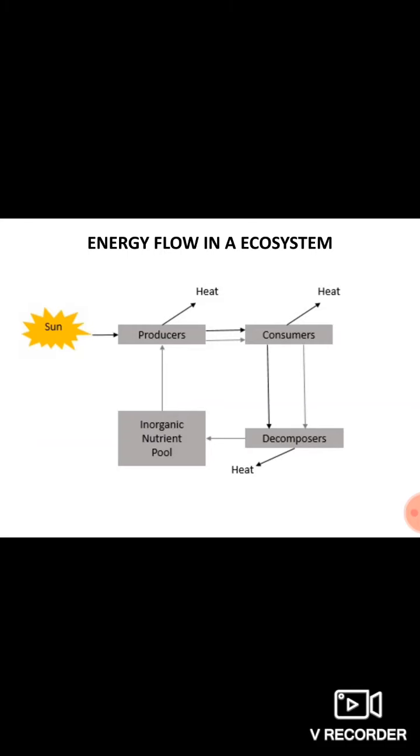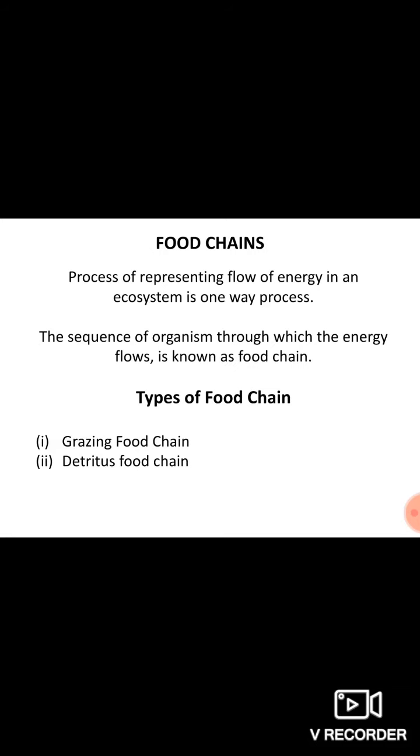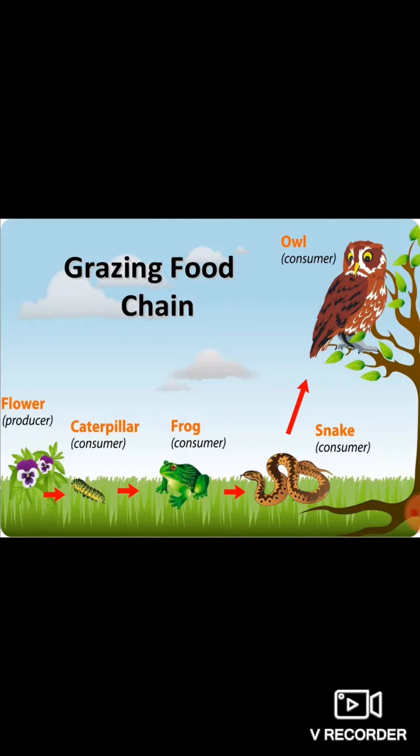So one simple question I might be asking you is, is the energy flow in an ecosystem an exothermic or an endothermic process? You have to answer it as exothermic process. So this we have seen, and then we have seen the different diagrams which show how a chain looks like, how a food web looks like, and how a pyramid looks like. So we have seen how a food chain looks like. So food chain, food web, and food pyramid.